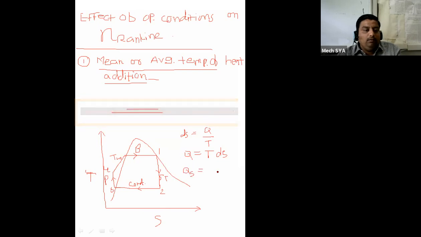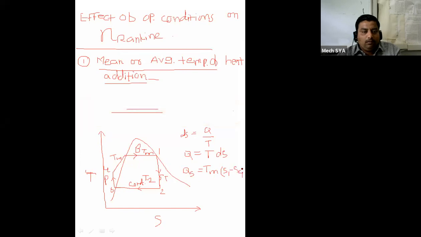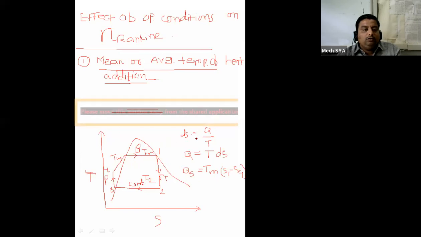Heat supplied will be... Let us consider this temperature as T1, with the mean temperature of heat addition Tm. So heat supplied is Tm into the bracket of entropy change during that process, S1 minus S4. Similar derivation we will get, because we are assuming constant temperature, meaning a mean or average value.